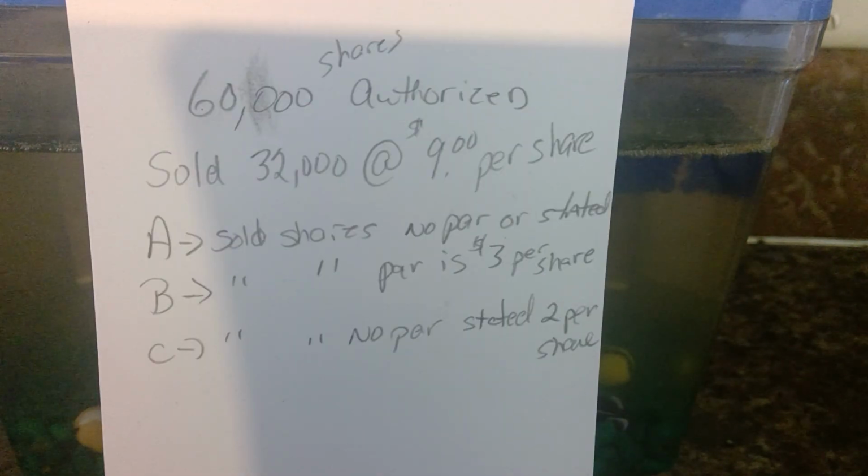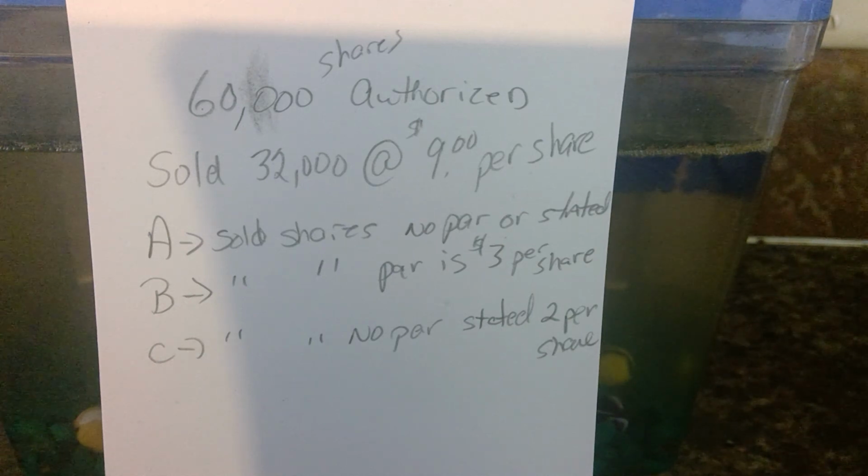All right, so if you can quickly jot down the information that I gave you on the sheet of paper that's on your YouTube video screen right now, you'll see that this has 60,000 shares authorized. We're selling 32,000 shares, and we're selling them all at $9 per share. Now, the three different journal entries you're going to have to write are A, B, and C. So the first one is A.